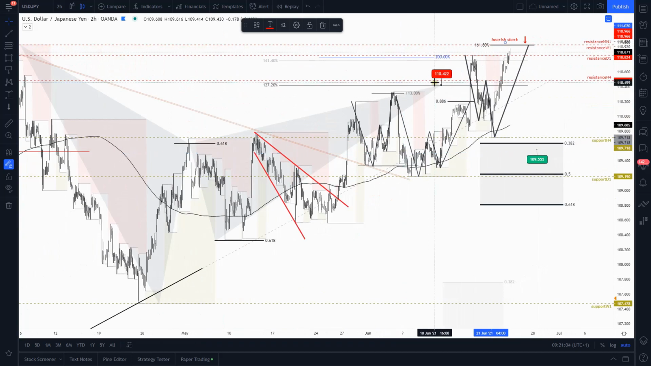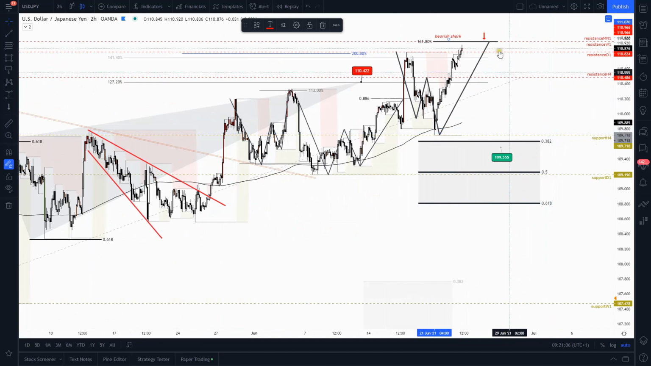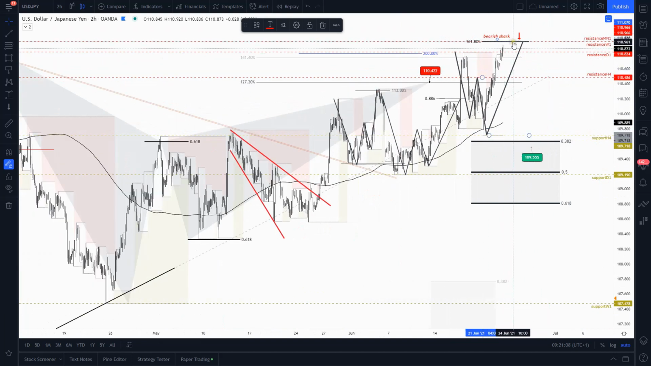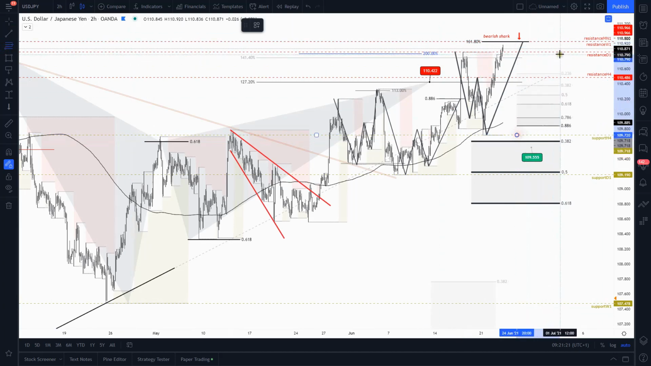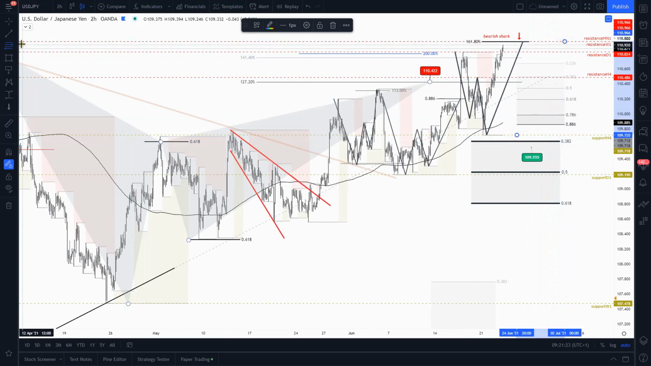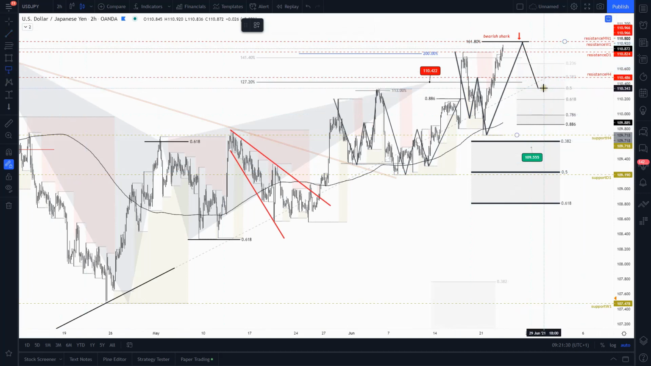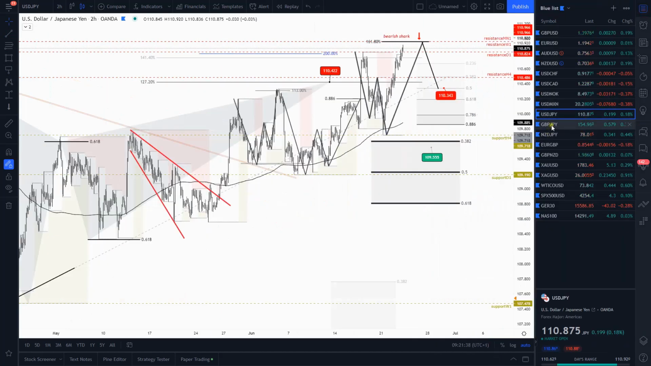So we are approaching the monthly fractal resistance, the major resistance level, and we have a potential bearish shark pattern right there at 110.96. This is where the pattern will complete. After completing that sequence, we expect a retracement, and that retracement by default searches for the 50% Fibonacci retracement level, which is now projected back to 110.34, dollar versus the Japanese yen.